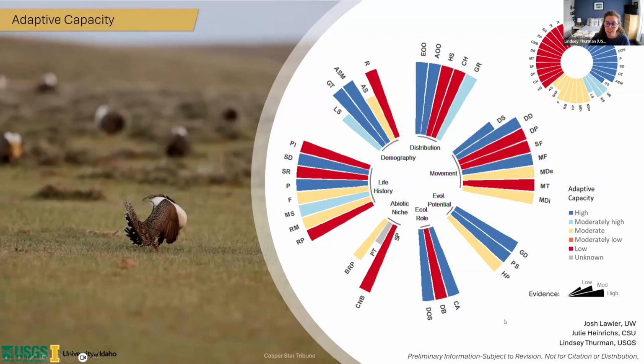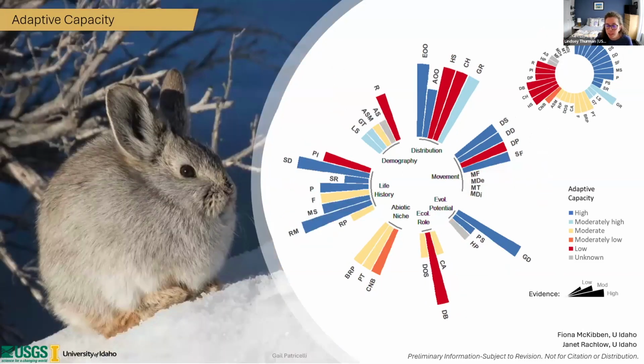And the sage grouse is a pretty well-studied species. So not a lot of information gaps there, but quite a bit of low adaptive capacity attributes spread throughout this wheel. And we've also done a similar assessment for the pygmy rabbit.